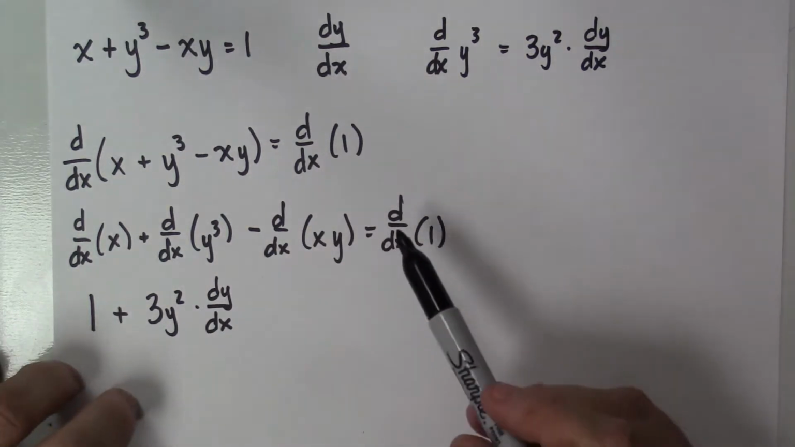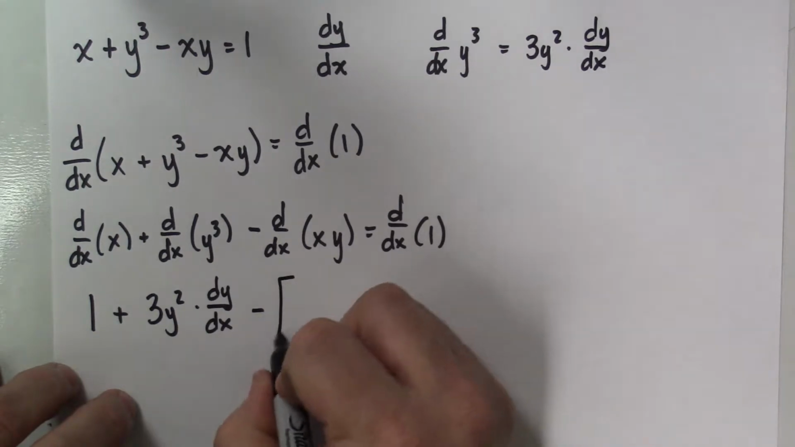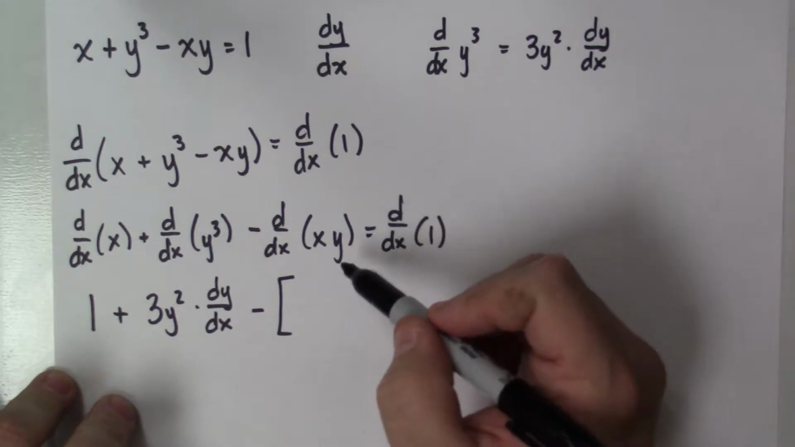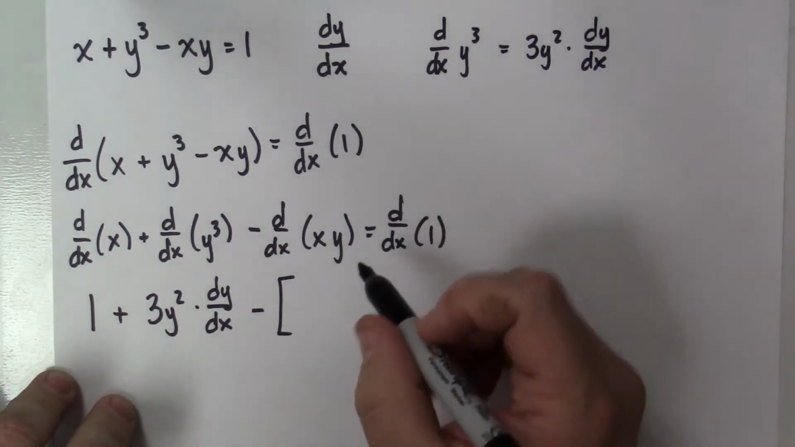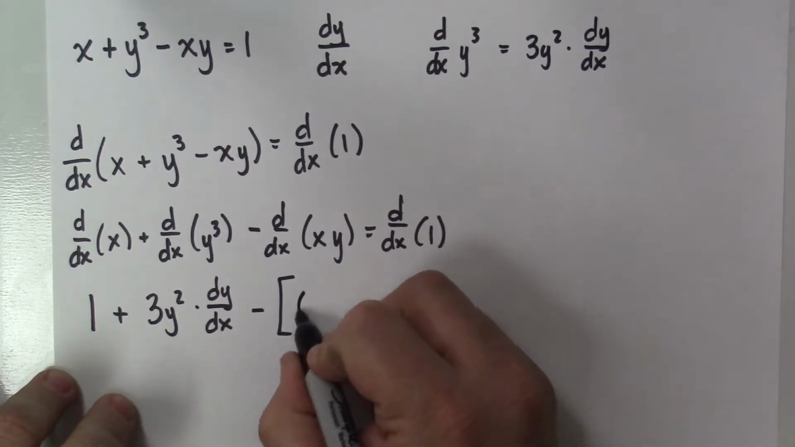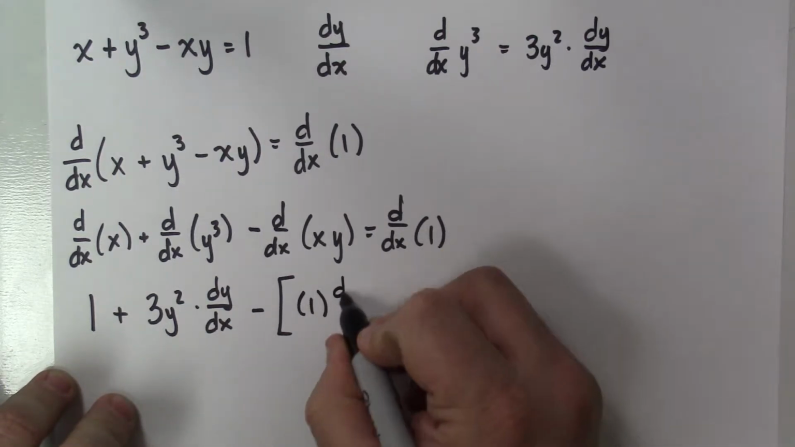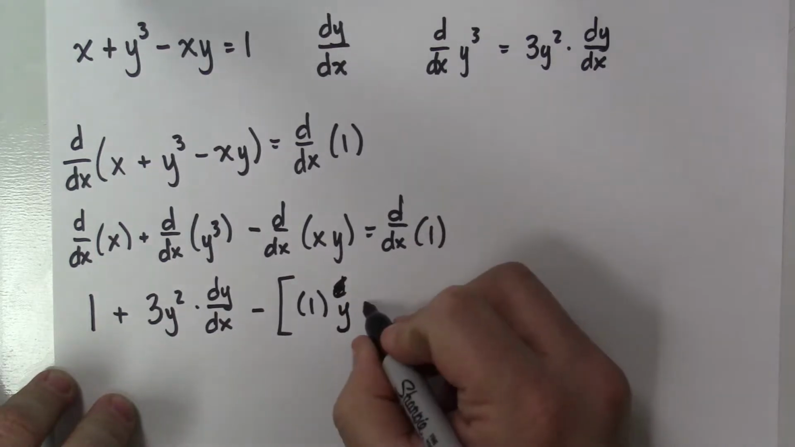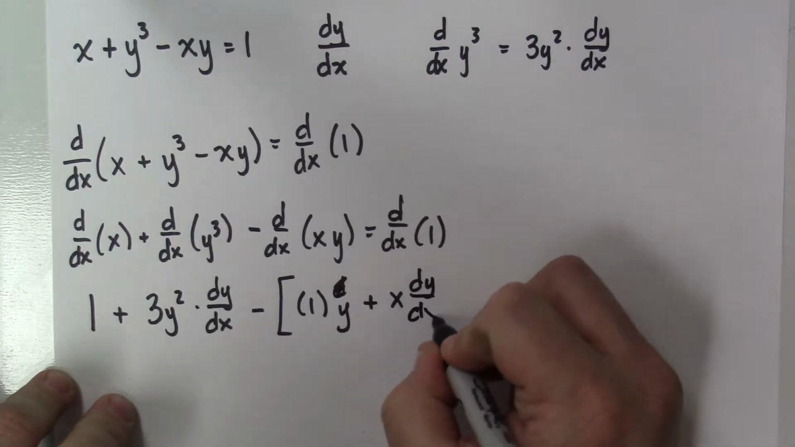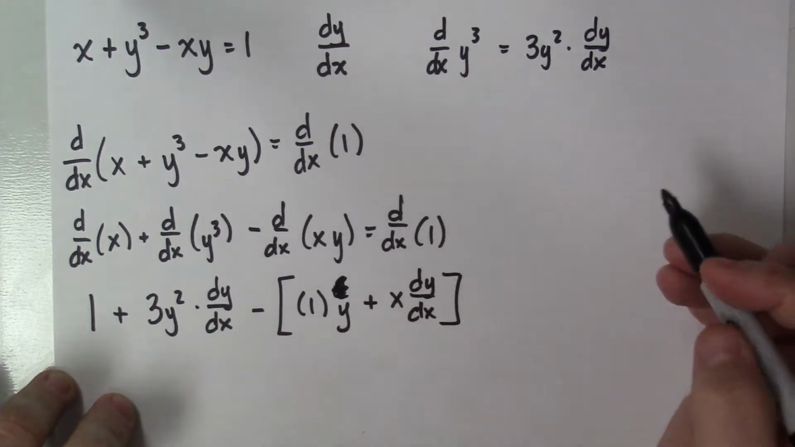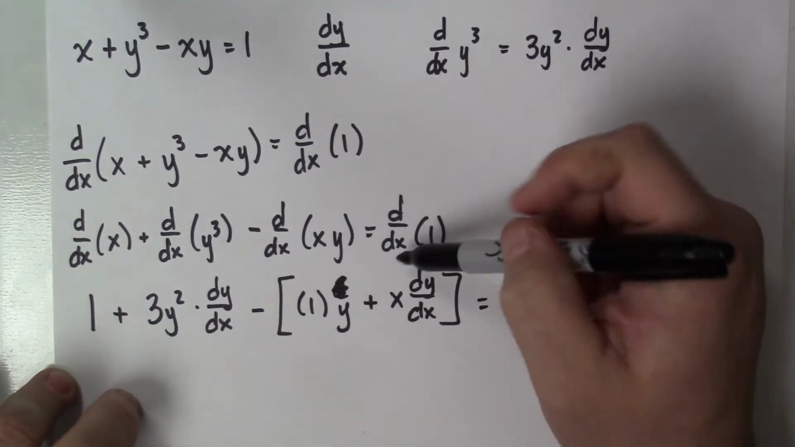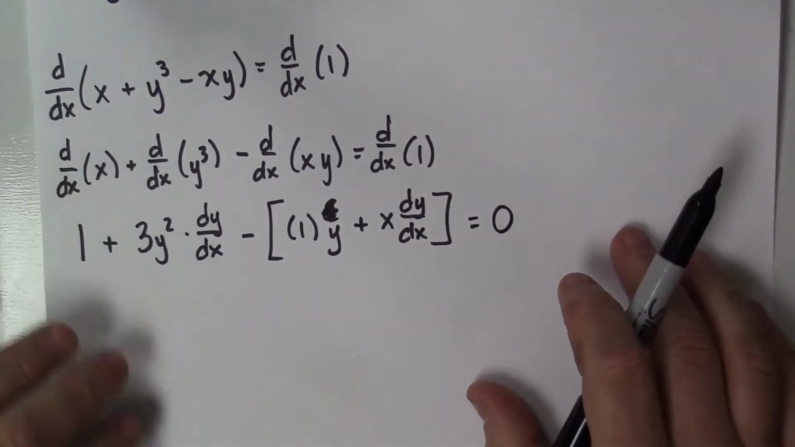Now, here's where things get awful. I'm now going to subtract, and I've got 2 functions multiplied together, so I actually have to apply the product rule here. This is going to be the derivative of x, which is 1, times y, plus x times the derivative of y with respect to x, following our product rule, and that equals 0 because the derivative with respect to x of 1, or of any constant, is 0.